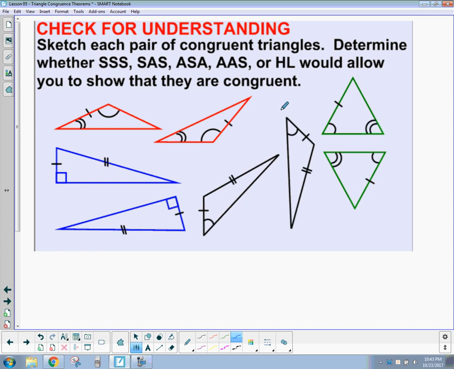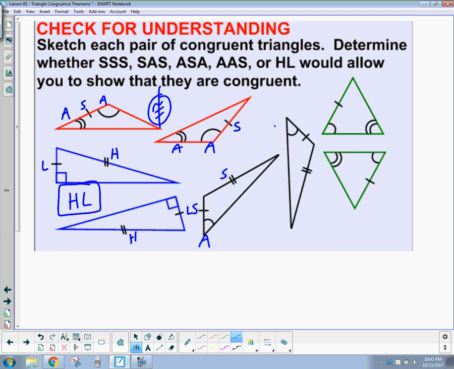All right, we're back. So if I mark this angle, side, angle, and this one's angle, angle, side, well, they don't even line up correctly. So this would be not congruent. In the blue, we have a leg mark, a hypotenuse mark, a leg mark, a hypotenuse mark. They both are 90 degrees. This would be HL. The black ones: angle, side, side; angle, side, side. That spells the bad word. Not congruent.